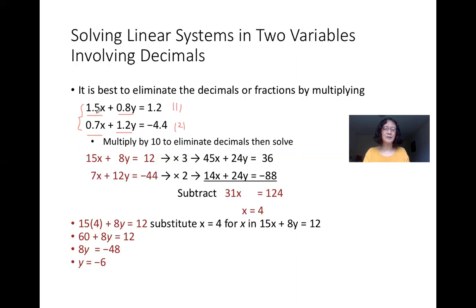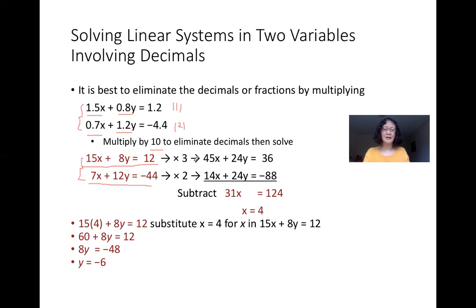If you have 1 decimal place, usually you multiply by 10. If you have 2 decimal places, you multiply by 100. This example has 1 decimal place, so we multiply equation 1 by 10, and you get this one here. Next, for equation 2, you multiply by 10, and you get this equation. Once you are here, we did similar examples. You can use 3 different methods to solve this system of equations.